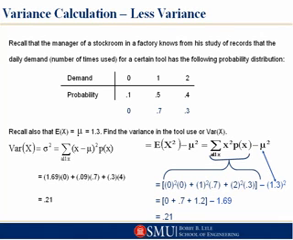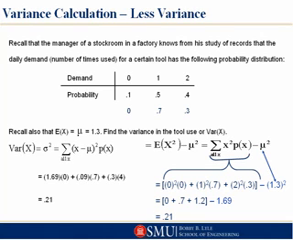If you calculated this out for the new probability distribution, what's the expected value? You would say 1 times 0.7 plus 2 times 0.3, and what you would end up with is the same mean, 1.3. Now, how would the variance change?